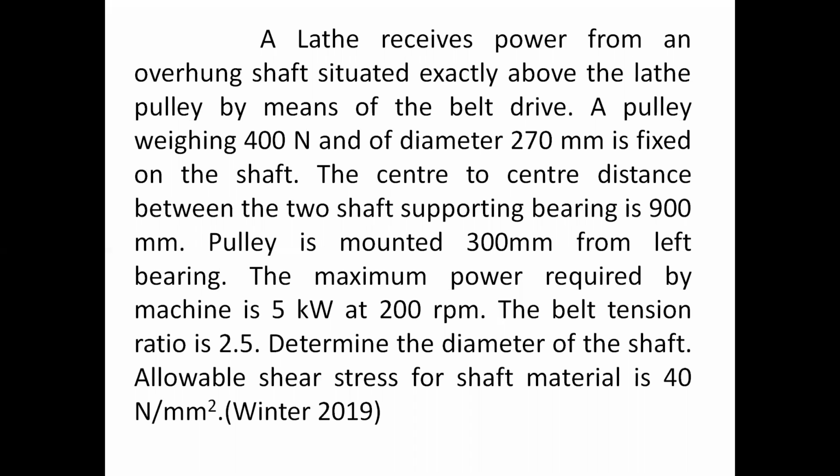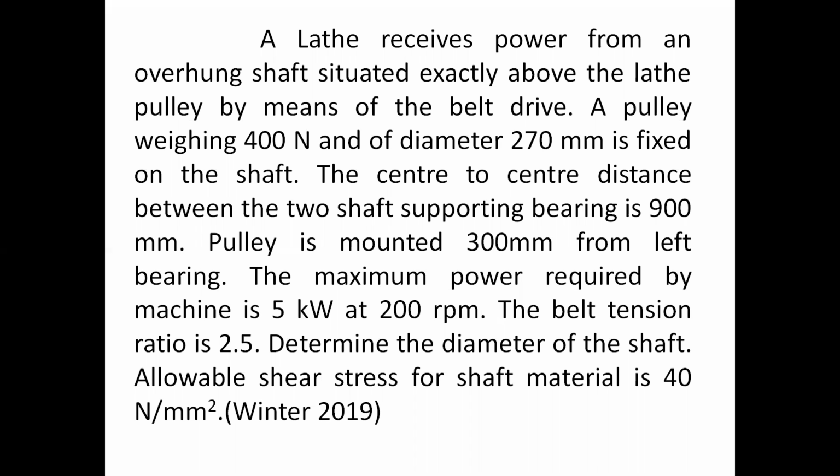The belt tension ratio is 2.5. Determine the diameter of the shaft. The allowable shear stress for the shaft material is 40 Newton per mm square. So this is the winter 2019 exam problem. Now here, what is the given thing?